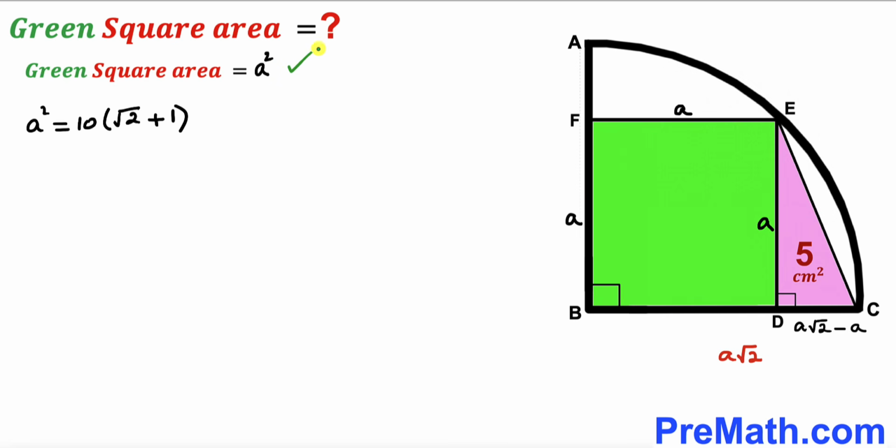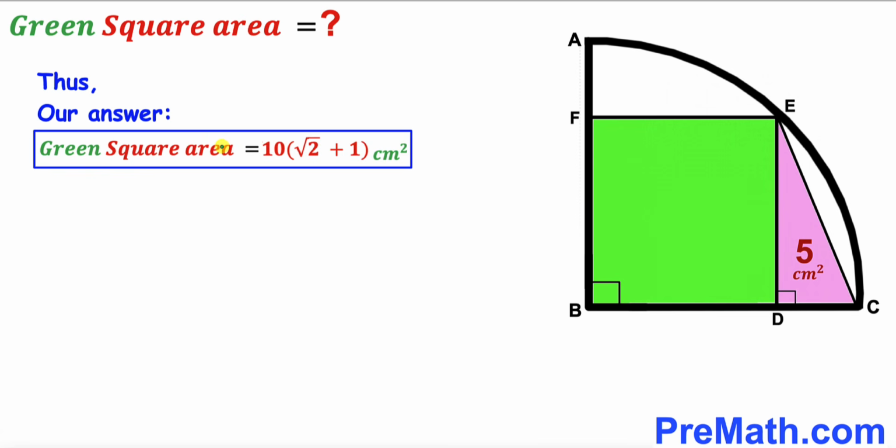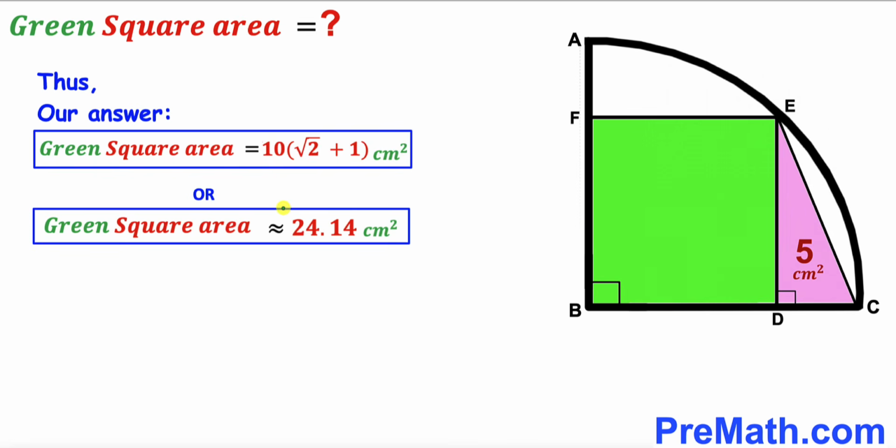And now let's recall once again. We know the area of this green shaded square is a square, and our a square value is 10 times square root of 2 plus 1. So therefore we conclude that the area of this green shaded square is going to be 10 times the square root of 2 plus 1 centimeter square. So thus after all the calculations and manipulations, the area of this green shaded square turns out to be 10 times square root of 2 plus 1 centimeter square. And that's going to be approximately equal to 24.14 centimeters square as well. And that's our final answer.